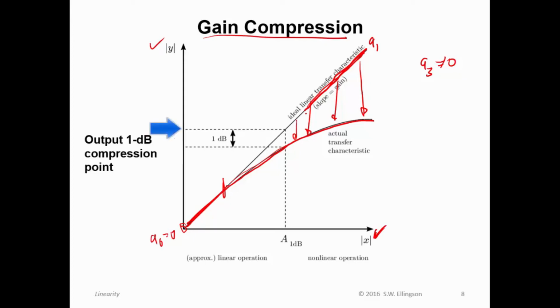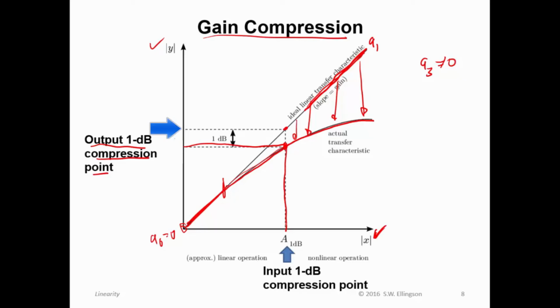Now, one way to characterize gain compression is in terms of this quantity known as the output 1 dB compression point. What we do is we look at the difference between the ideal transfer characteristic and what we actually get out, and at the output level where that difference is 1 dB, we call that the output 1 dB compression point. And then the corresponding input level we refer to as the input 1 dB compression point.